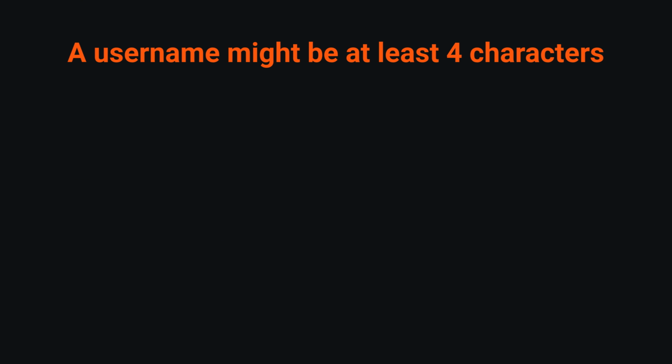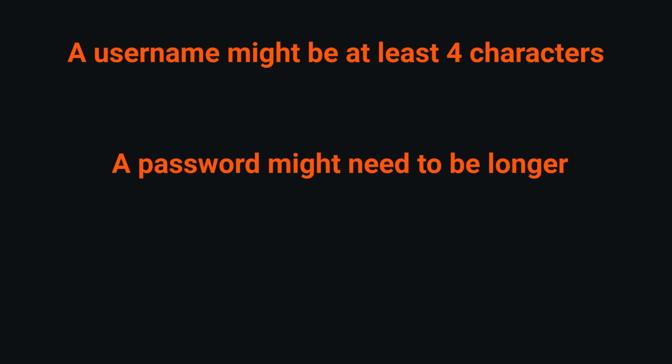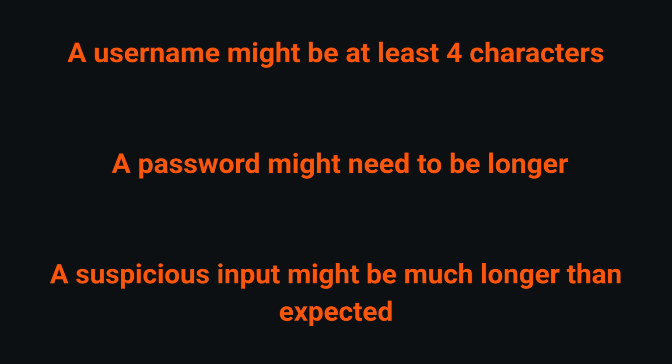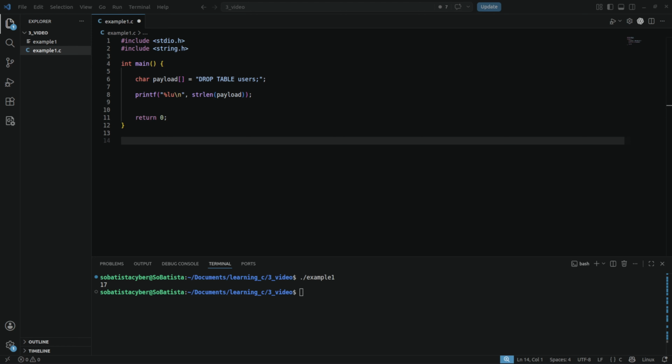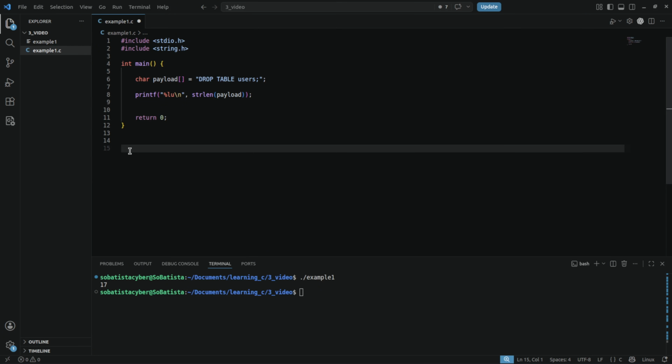A username might need to be at least 4 characters, a password might need to be longer, a suspicious input might be much longer than expected, and once you can access characters and measure strings, you can start checking strings for patterns. For example, imagine a login form receives this input. This is suspicious because it looks like an SQL injection attempt.